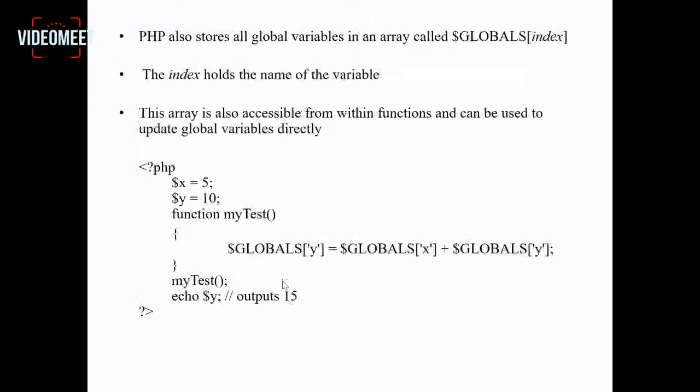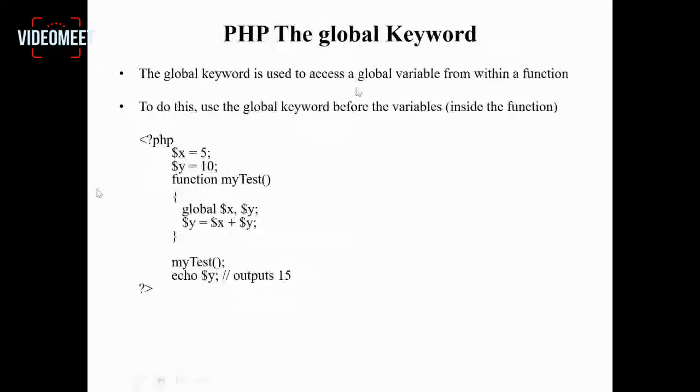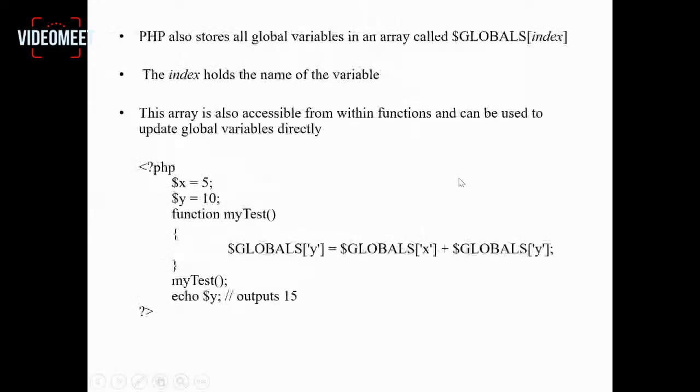So as I told you, the global keyword is used to access a global variable from within a function. To do this, use the global keyword before the variable declaration inside the function. So PHP also stores all the global variables in an array called $GLOBALS. So there is an array called $GLOBALS, and all the global variables that you declare in your program will be automatically stored inside an array called $GLOBALS.